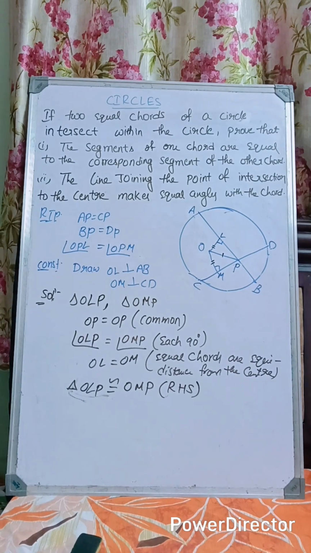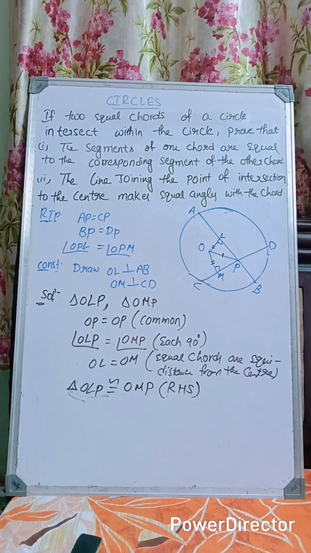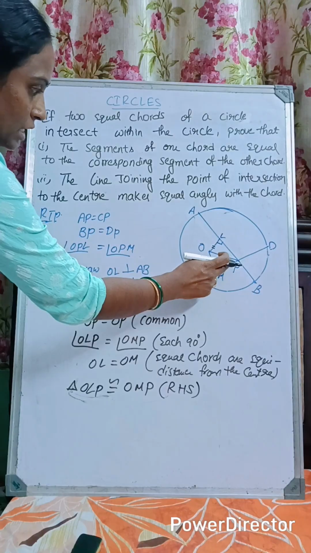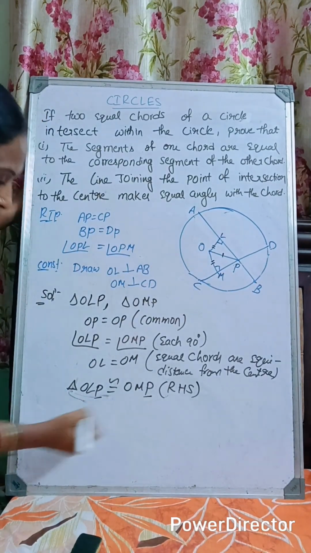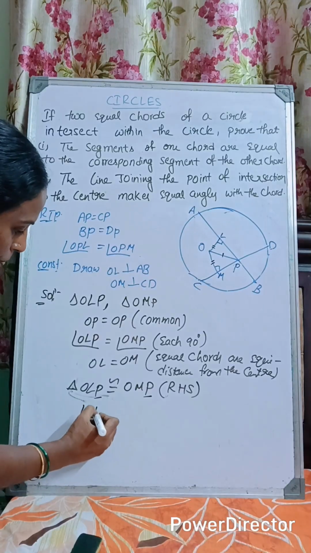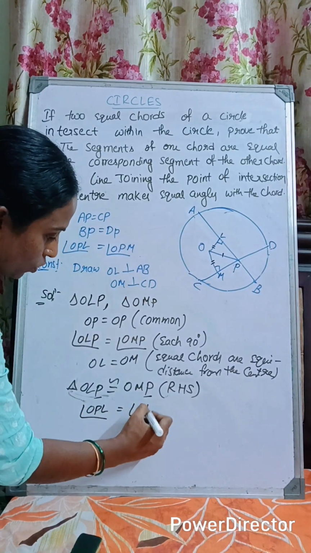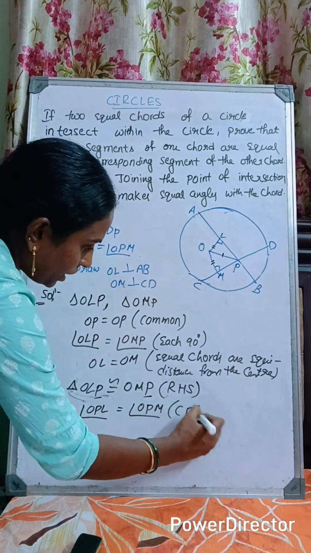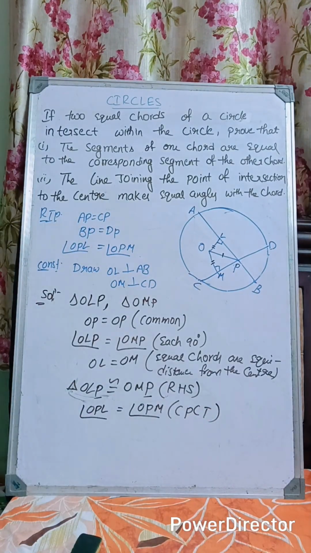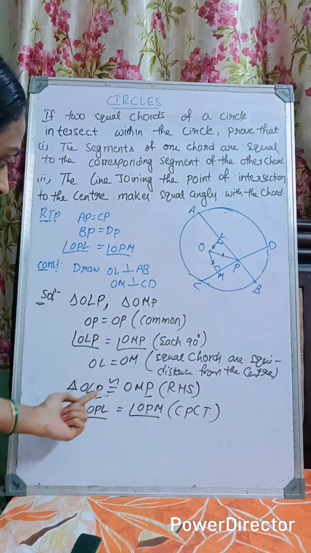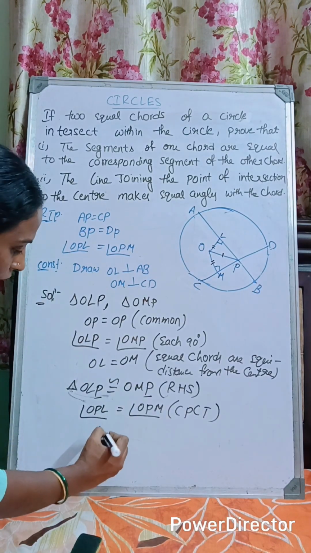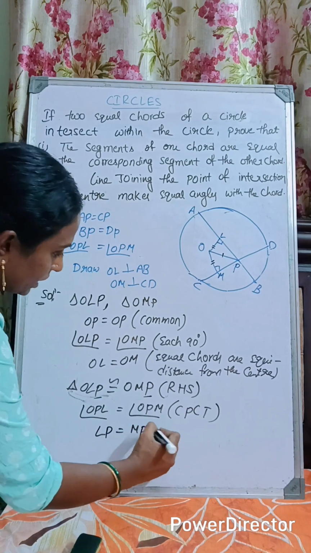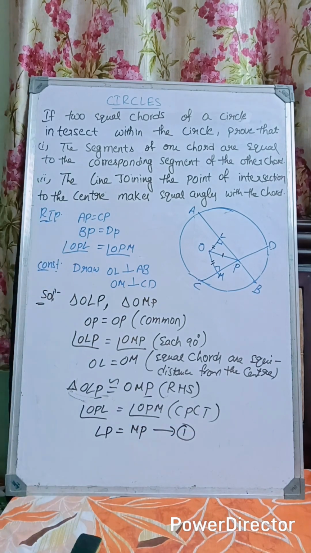So after getting the RHS congruency criterion, can I write those two angles are equal? OPL is equal to OPM. Check here. P will be equal to P here. Correct? OPL is equal to OPM by CPCT. In the same way, can I write LP will be equal to MP? Yes or no? Yes. We can write LP is equal to MP. Let's give this as equation number 1. Correct?